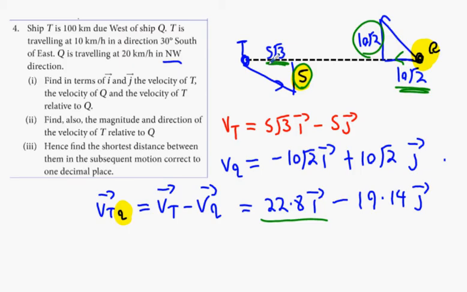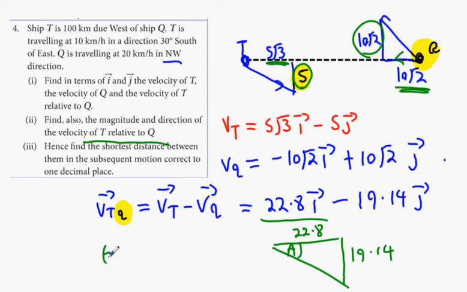Okay, now finally, find the magnitude and direction of the velocity of T relative to Q. Here's what we're going to do. 22.8 across, 19.14 down. Will somebody do Pythagoras' theorem? Will somebody else do tan inverse of 19.14 over 22.8? Abhijit is on tan inverse. Alan, you on Pythagoras? Brilliant. So, what do you get? 40.01 is what I'm hearing. Yeah, 40.01.